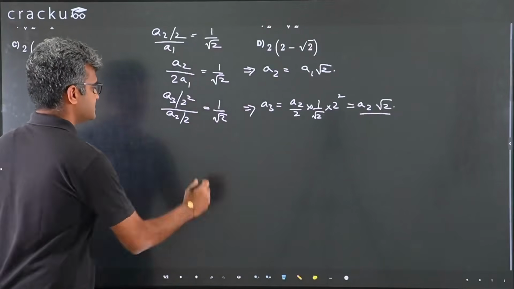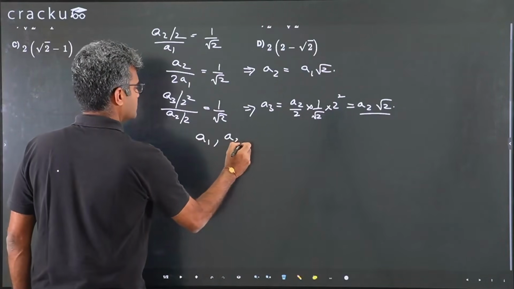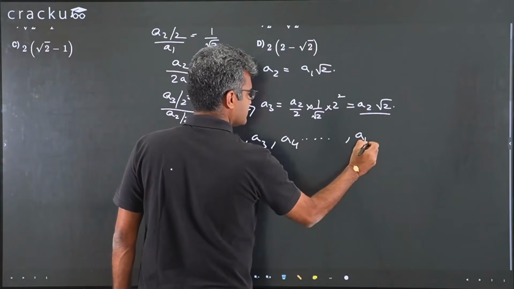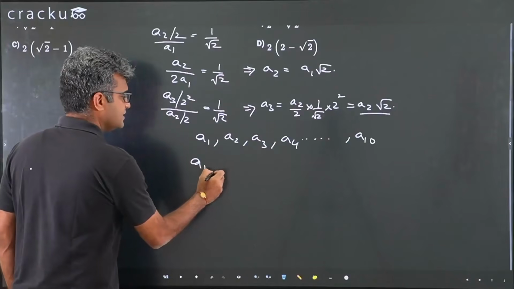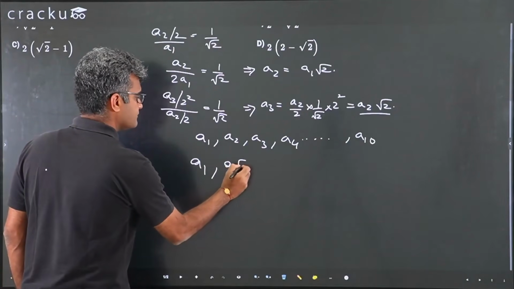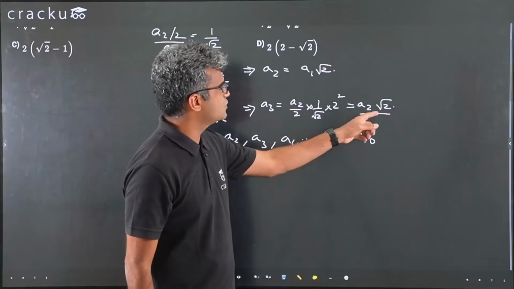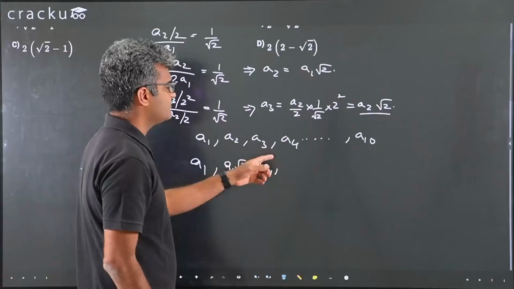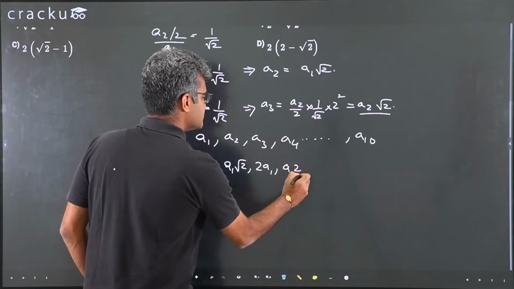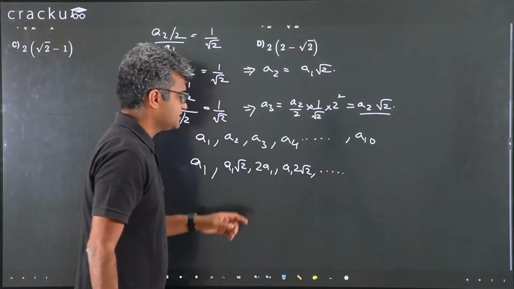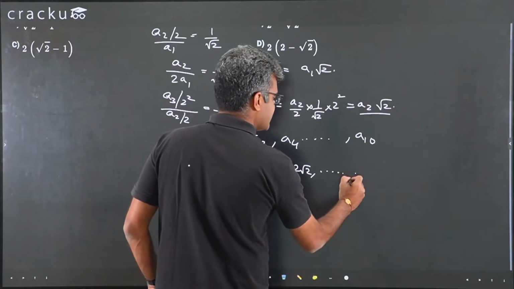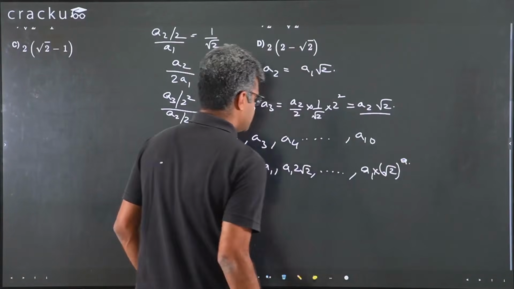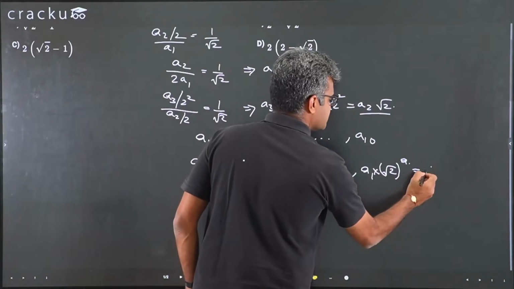So if you are looking at the terms a1, a2, a3, a4, dot dot dot till a10, a1 is equal to a1, which is fine, a2 is equal to a1 root 2, a3 is equal to a2 root 2, so that will be equal to 2 times a1, a4 will be equal to a1 into 2 root 2, so this also is a geometric progression. The common ratio is equal to root 2 and the 10th term a10 will be equal to a1 into root 2 to the power 9.